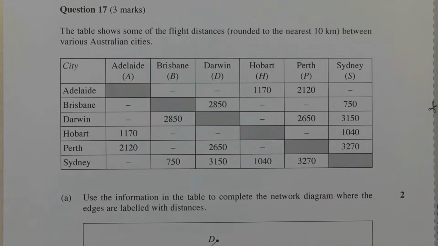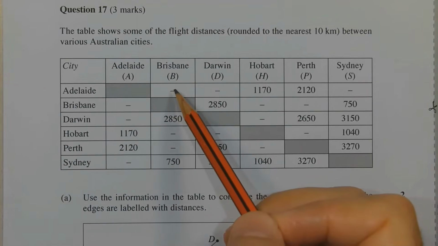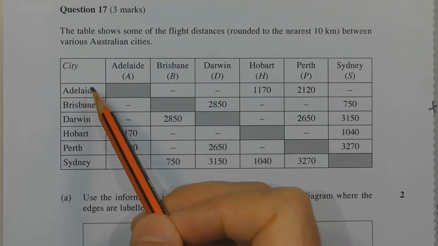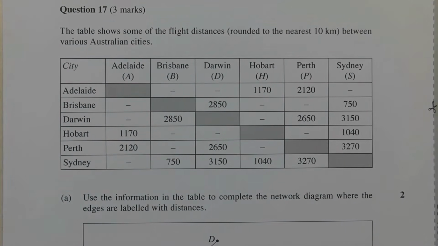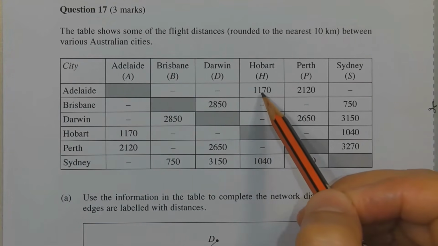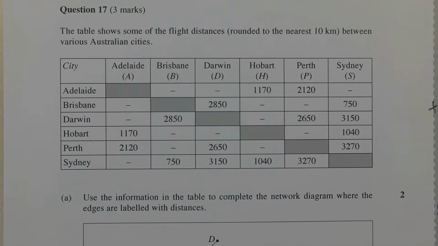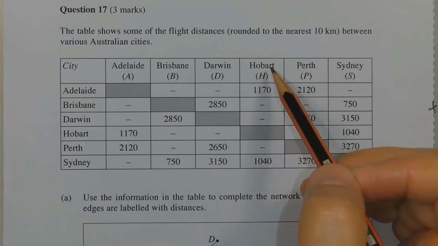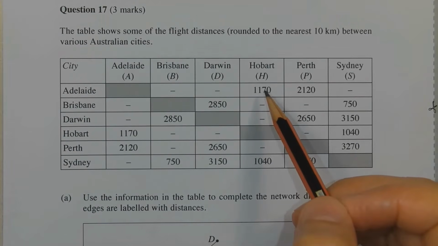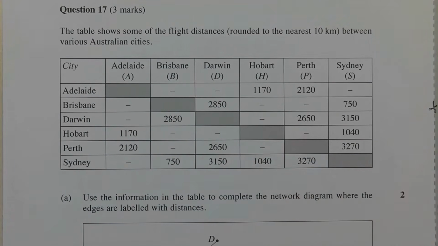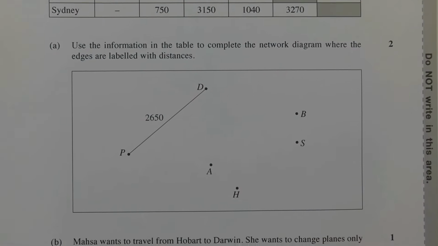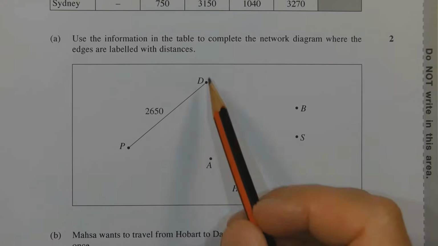Let's analyse this table. Any cell that contains a dash means there's no direct connection by plane between those two cities. So for example, this dash here indicates there's no direct flight between Adelaide and Brisbane. Any cell that contains a number or a value, for example, this cell here, 1170, indicates that there is a direct flight between Adelaide and Hobart, and the distance by plane between those two cities is 1,170 kilometres. Now we can use these values to then complete the network diagram by connecting the relevant vertices.